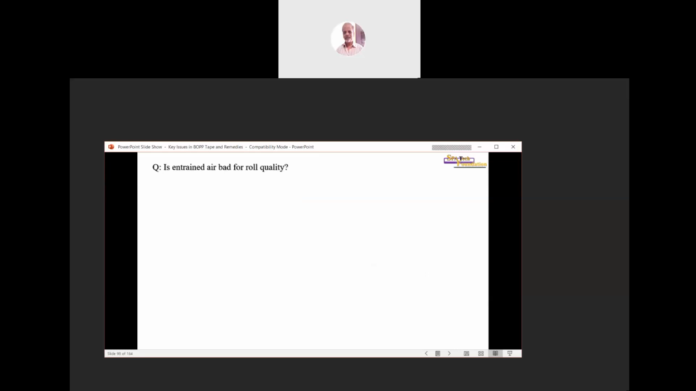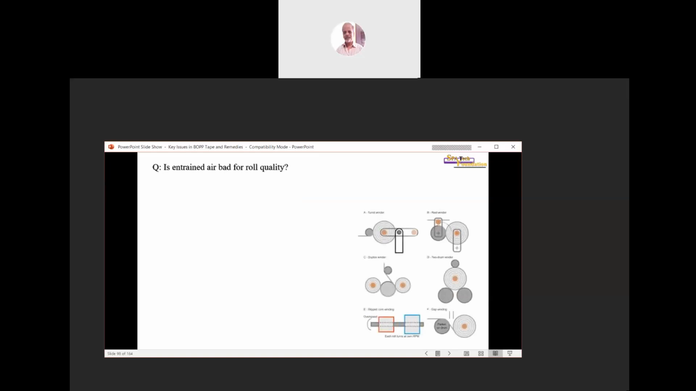Is entrapped air bad for roll quality? Here you can see a figure of how the nip roll can help, and you can see various designs of the nip roll. A few examples are for shaft winding, direct shaft winding. A few examples are for surface winding. In both cases, this is applicable.